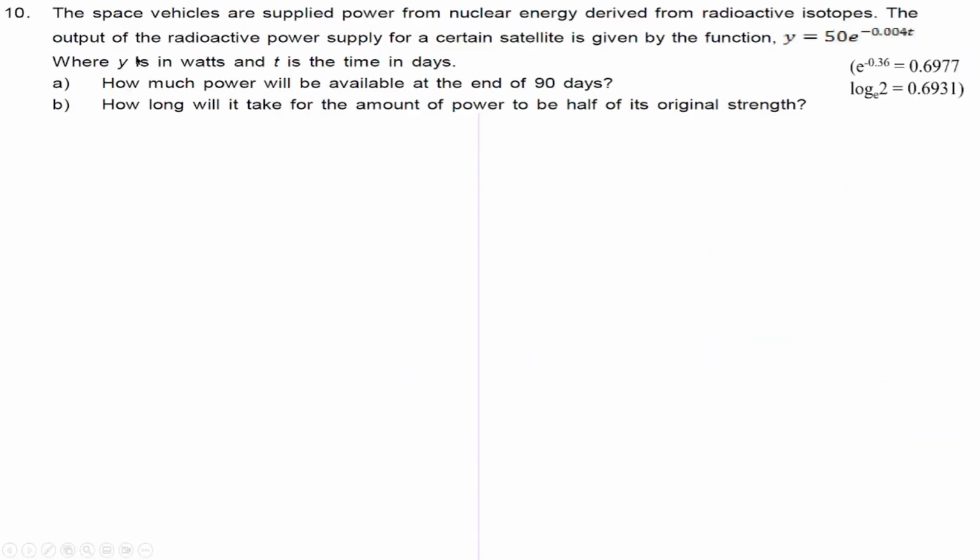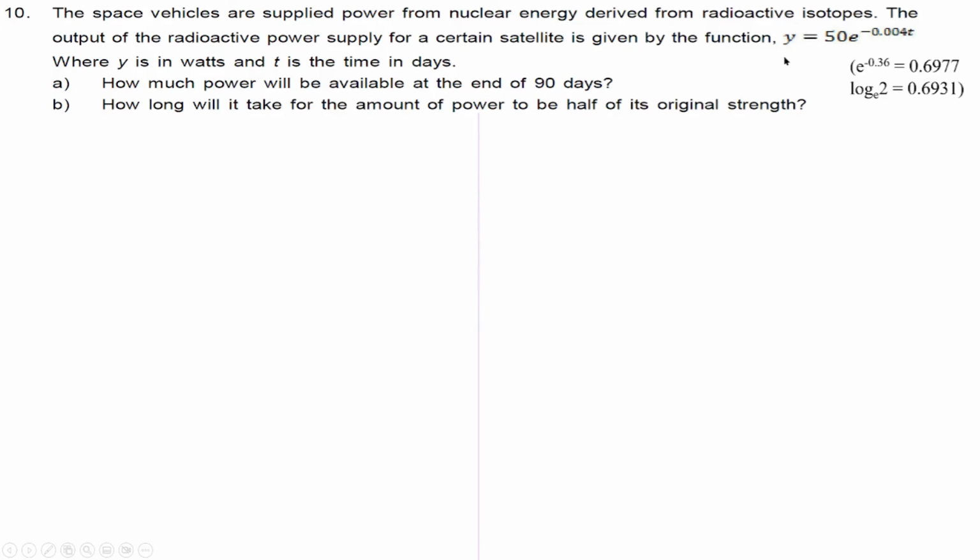Next question. The space vehicles are supplied power from nuclear energy derived from radioactive isotopes. The output of the radioactive power supply for a certain satellite is given by the function y equal to 50 e^(-0.004t), where y is in watts and t is the time in days. How much power will be available at the end of 90 days? How long will it take for the amount of power to be half its original strength?